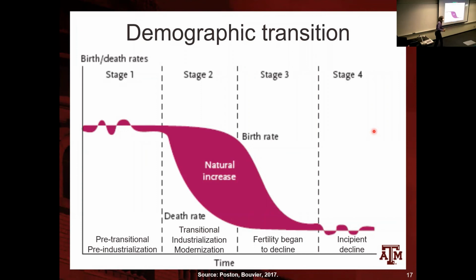Incidence of communicable and infectious diseases decline. And decline so much, and the birth rates don't decline a lot in that period.